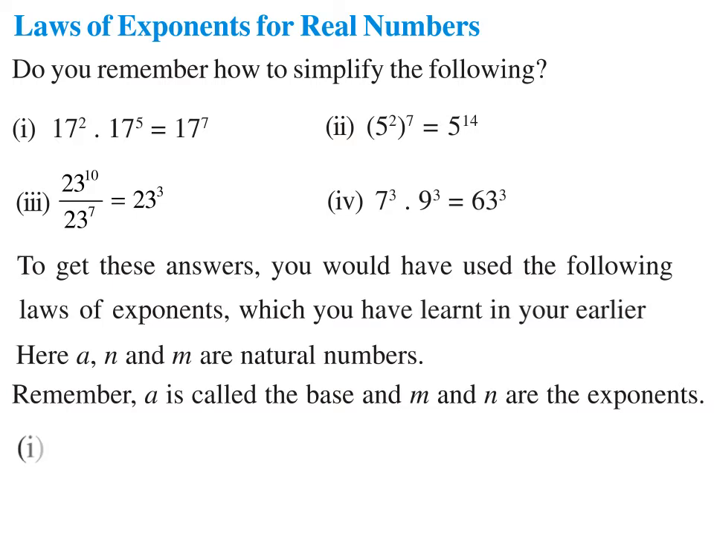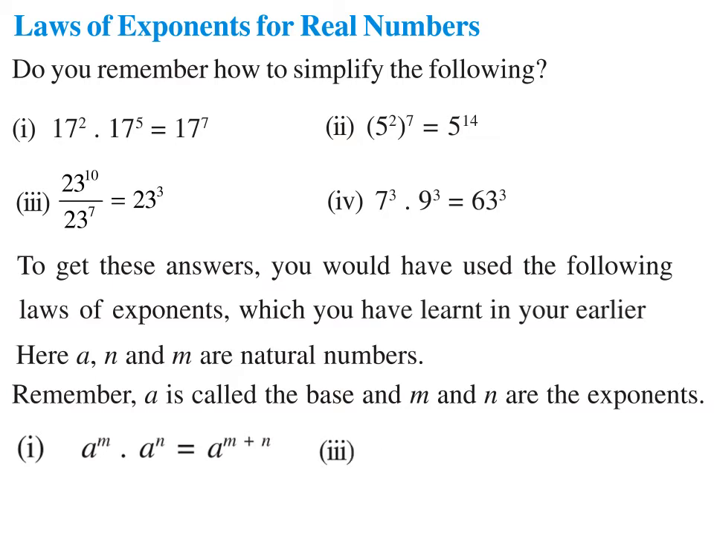The first law you have learned: if we have base a to the power m into base a to the power n, a product of two numbers whose bases are equal but powers are different, then the final answer will be the common base with addition of both powers. So my final answer will become a to the power m plus n.